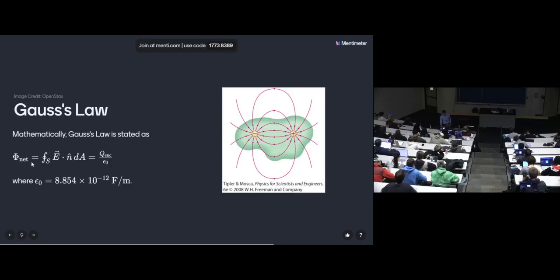Mathematically, we state that the net flux, or the entirety of this integral here, is equal to q, and the constant of proportionality is known as epsilon naught, the permittivity of free space. Epsilon naught is 8.854 times 10 to the minus 12 farads per meter. We have not gotten to capacitance yet, so we don't know what a farad is, but a farad is an amount of capacitance, or a charge per volt. So this could be written as 8.85 times 10 to the minus 12 coulombs per volt-meter.